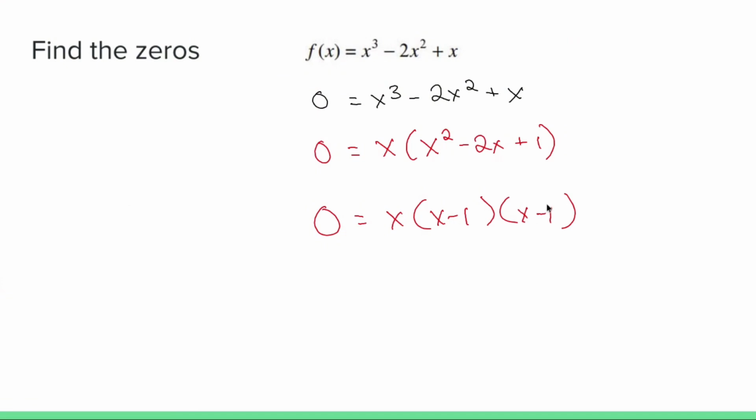I'm going to leave it like that. You could have written out x minus 1 squared if you wanted to, but I'm going to leave it like that because it doesn't make a difference. Now that I have something times something equals 0, that's zero product property thoughts.